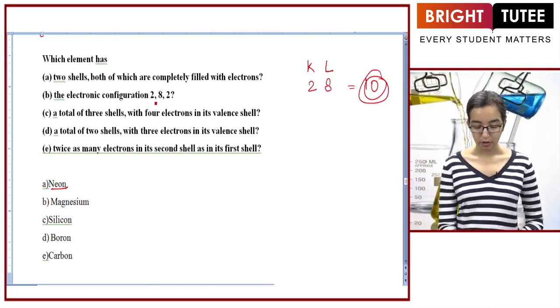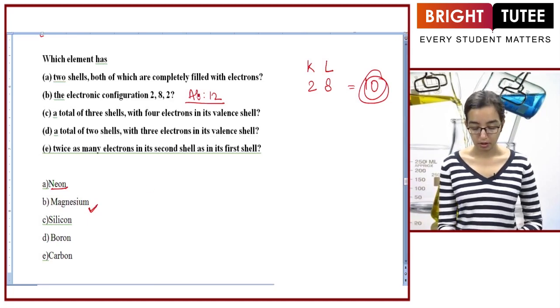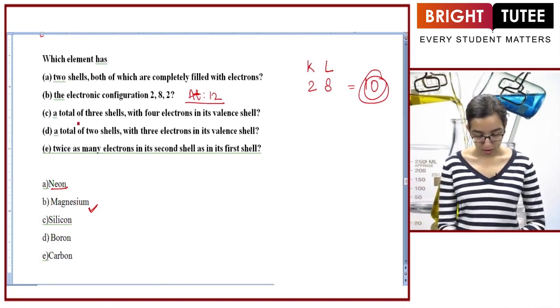The electronic configuration 2, 8, 2. Now, 2, 8, 2 means atomic number of 12, which means the answer is magnesium. As we did in the previous question, the atomic number of magnesium is 12. A total of 3 shells in which 4 electrons in the valence shell.